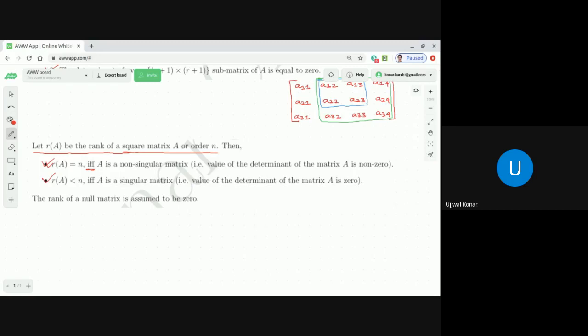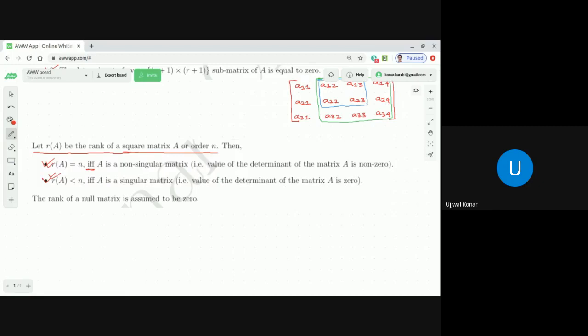In the similar way, the second point: suppose I get a rank of a matrix which is lesser than the order of the matrix N, then you can say the value of the determinant of the matrix A of order N must be zero. On the other way, if I have a square matrix A of order N, and the value of the determinant of that matrix is equal to zero, then you can say the rank of that matrix must be lesser than N. That means it could be N minus 1, N minus 2, N minus 3, like that, but it has to be a positive integer.